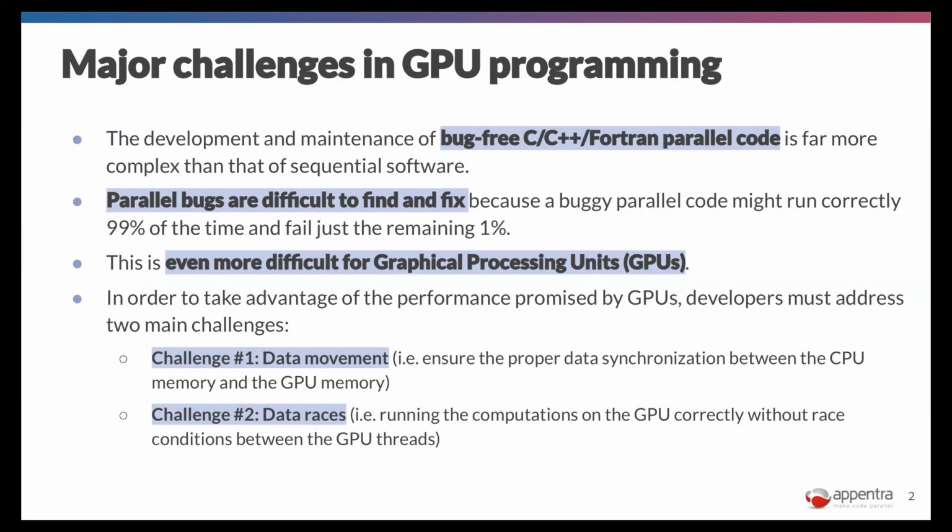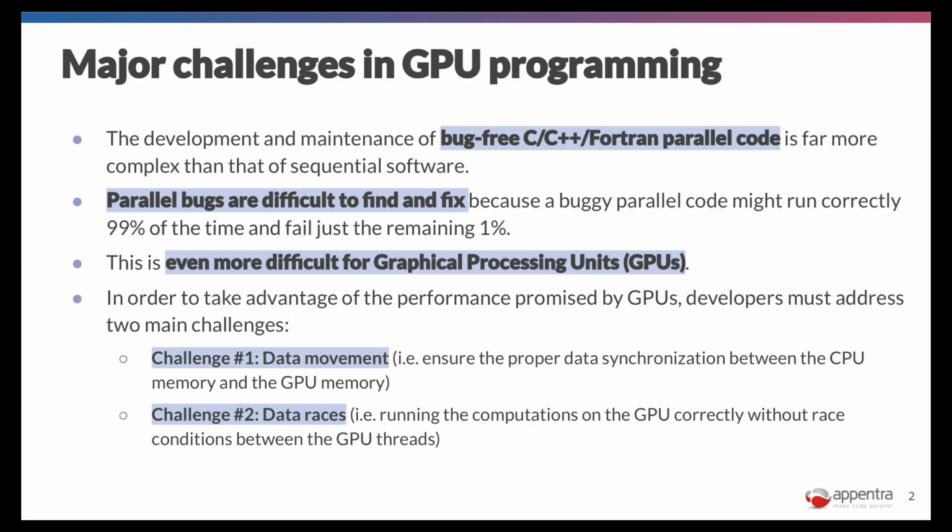One of the main reasons is that fixing and finding bugs in parallel software, let's call them parallel bugs, is very difficult and time-consuming, because usually the code runs correctly 99% of the time and fails just 1% of the time. What this means is that many times it's very difficult for developers to reproduce an error that appears in software that has been released for production.